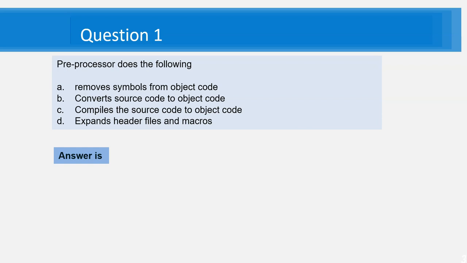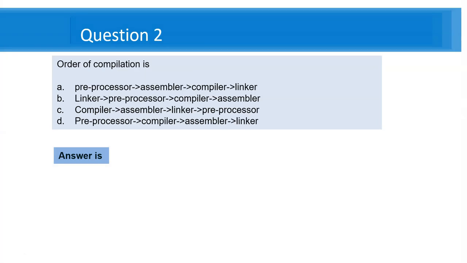Preprocessor does the following: removes symbols from object code, converts source code to object code, compiles the source code to object code, expands header files and macros. So which one is the answer? You can pause the video, think about an answer, right? Okay, the answer is expands header files and macros, which is option D. We'll talk about this in detail in a very short time.